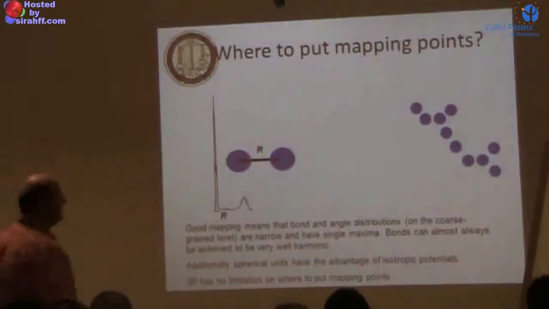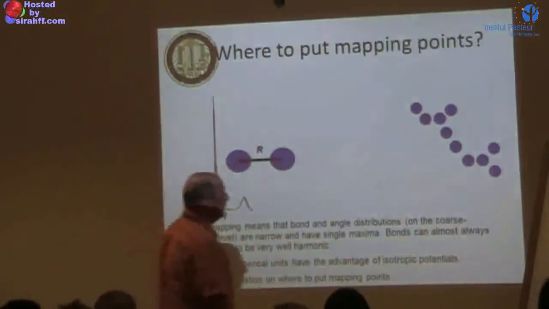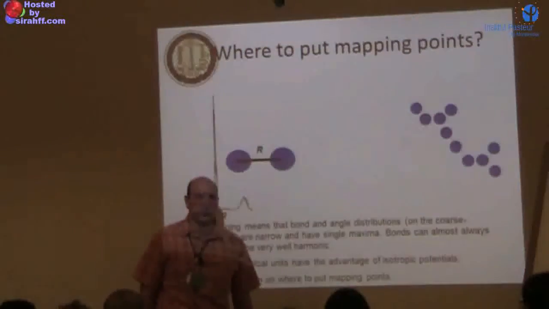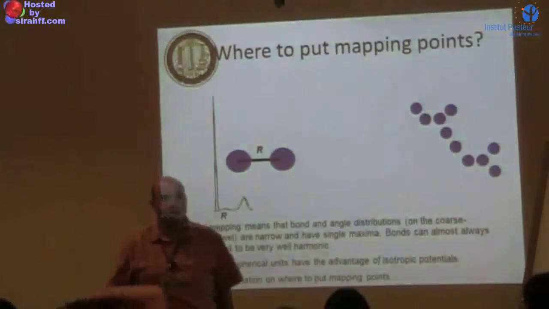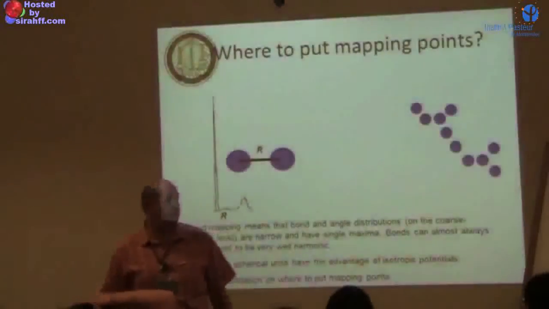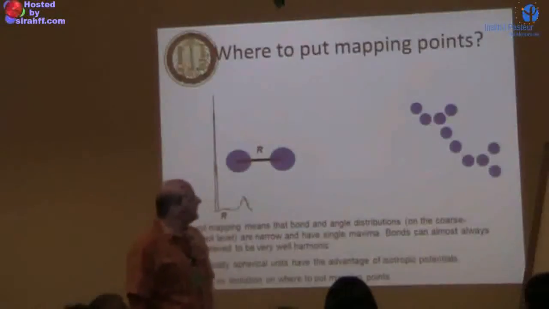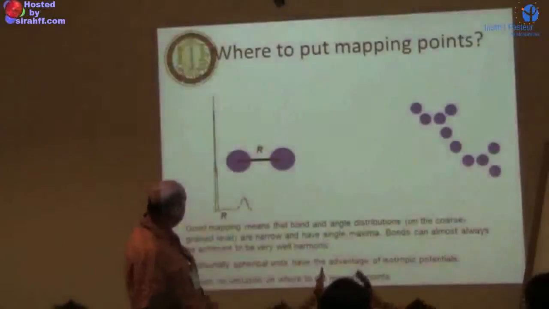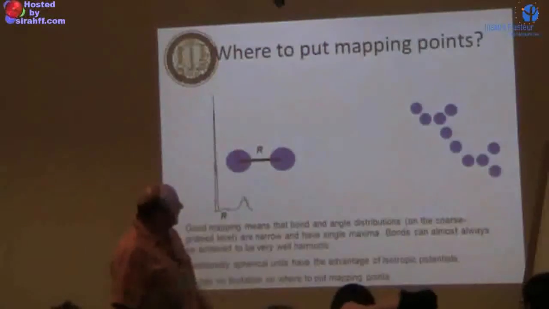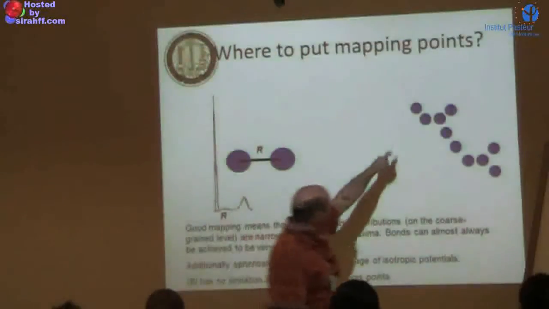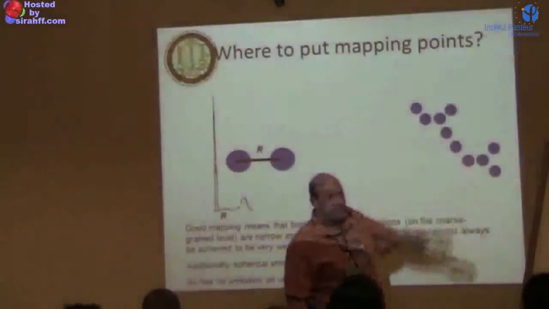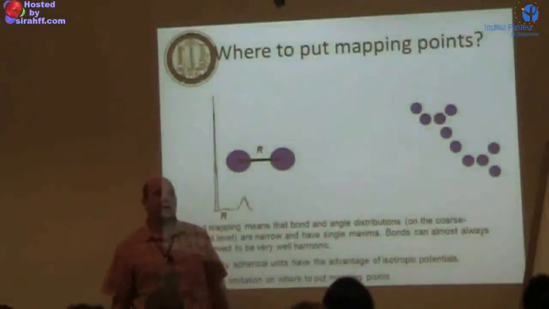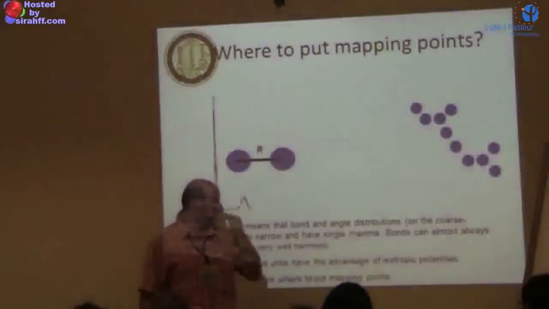Okay, that's the question. Where do we put our mapping points? This is now a dimer of trans-1,4-polyisoprene. That's one of the standard systems, one of the first systems which was coarse-grained with IBI. If you look at this, this is the real monomer here, with some additional hydrogens, which we really don't care about. This is a united atom representation of polyisoprene.